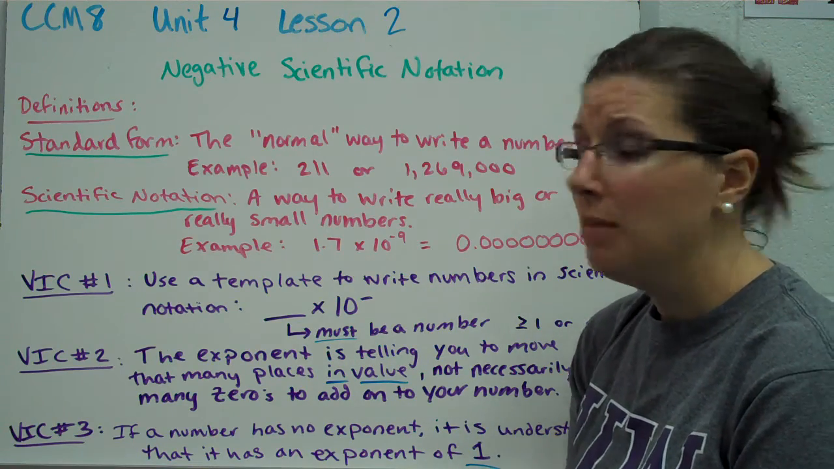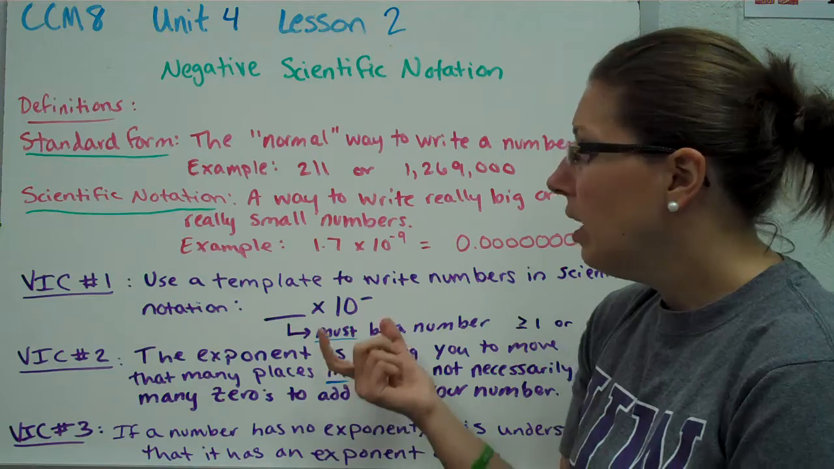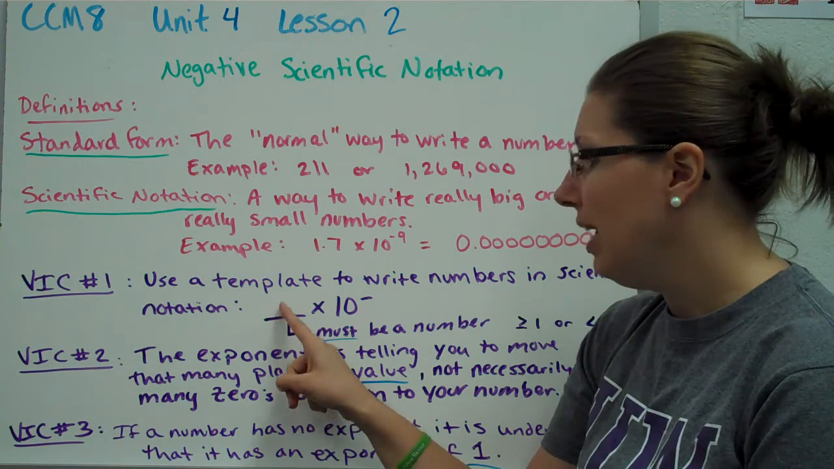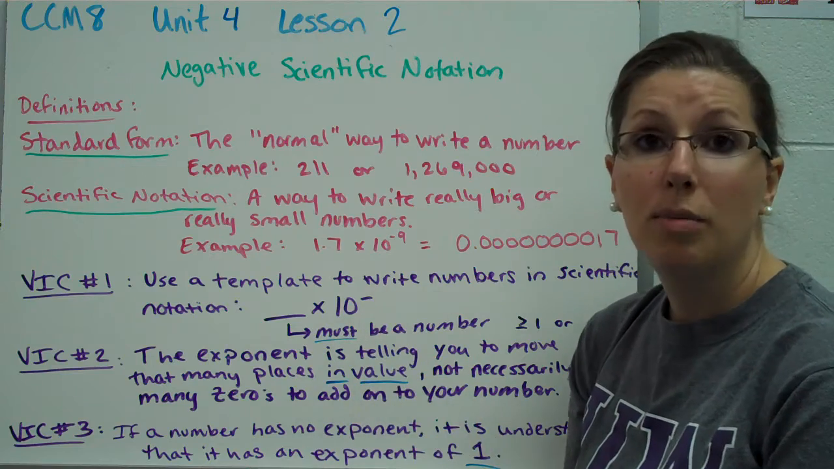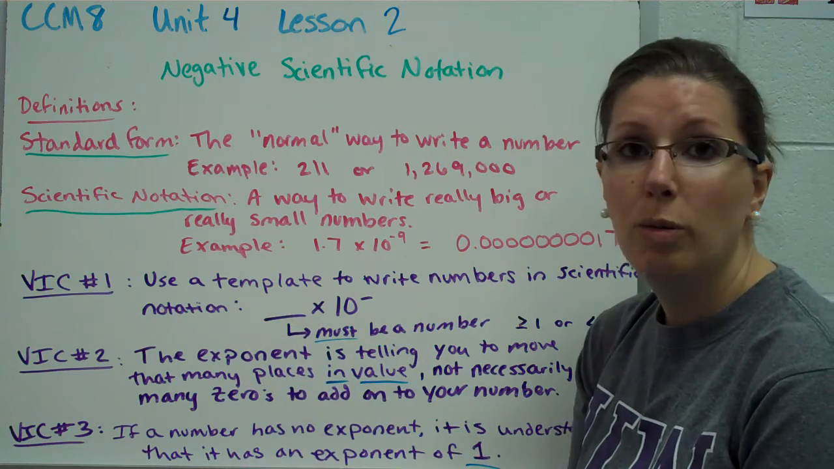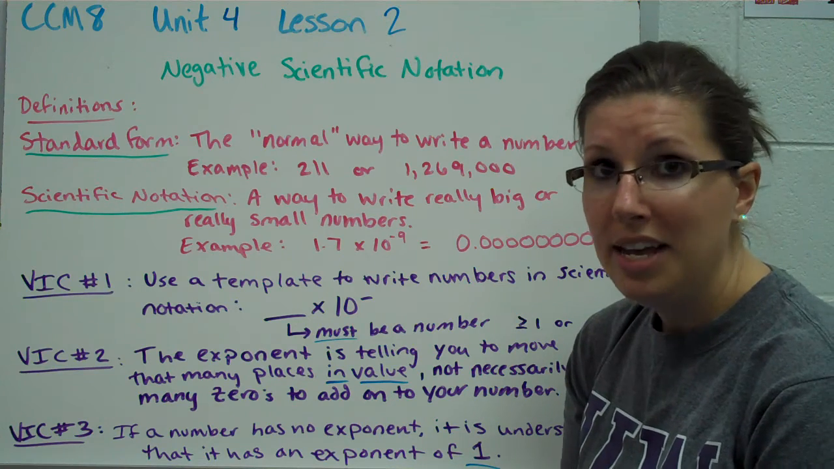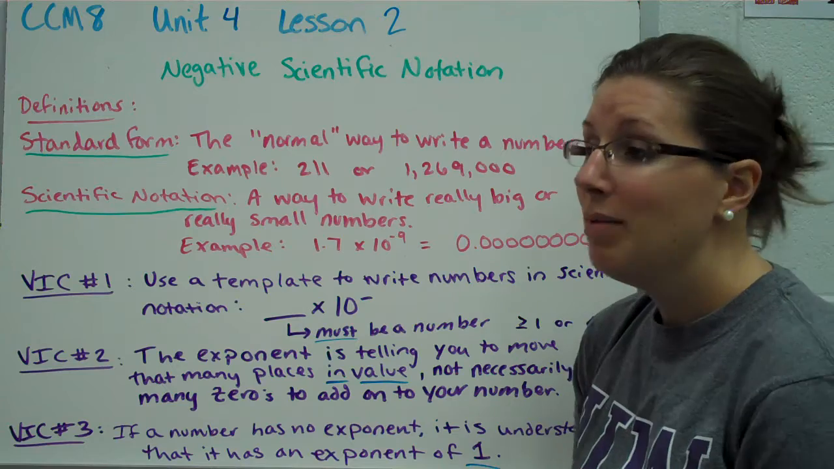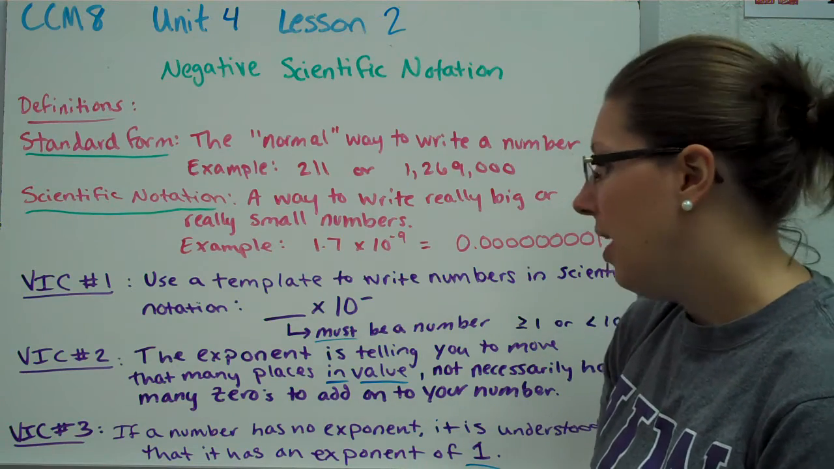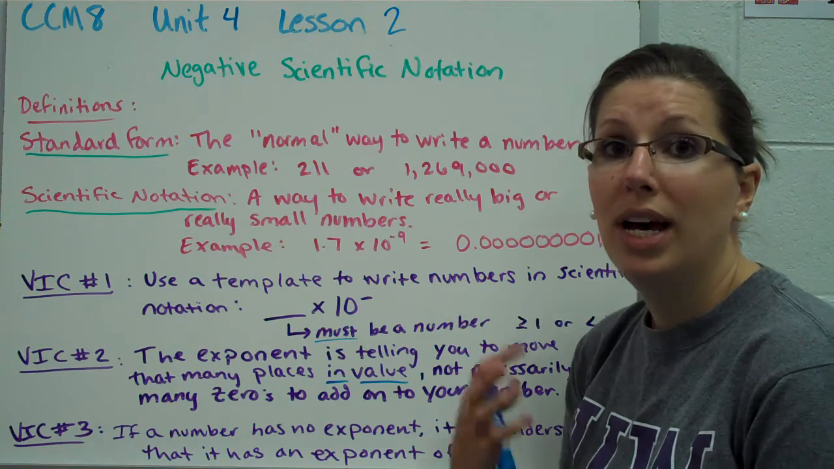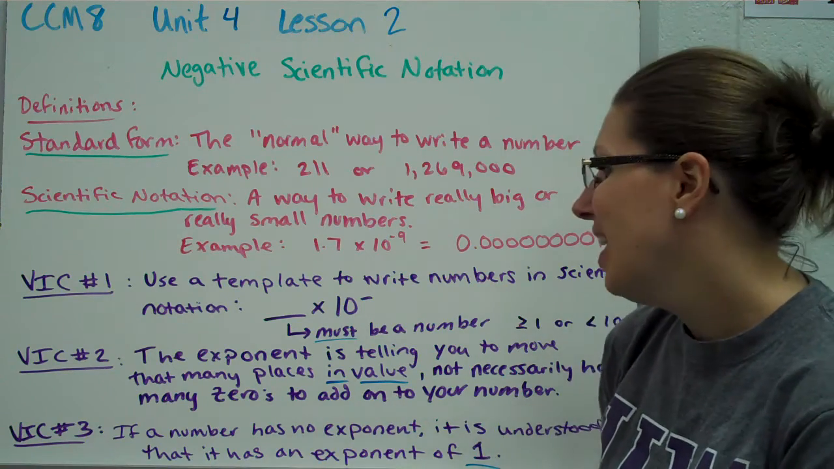Very important concepts. When we are writing numbers in scientific notation, let's try to use a template. It's always going to be blank times 10 to the blank power. So this first blank is going to be a number in between 1 and 10. It can be 1, but it cannot be 10. And it can be any numbers in between. So I'll show you some examples of what I'm talking about in a second.